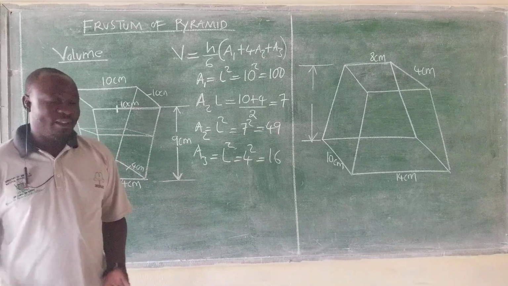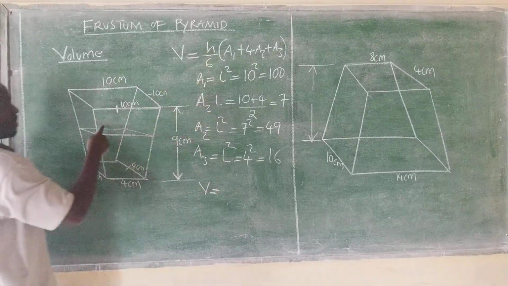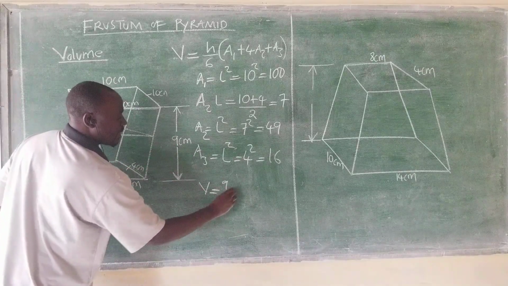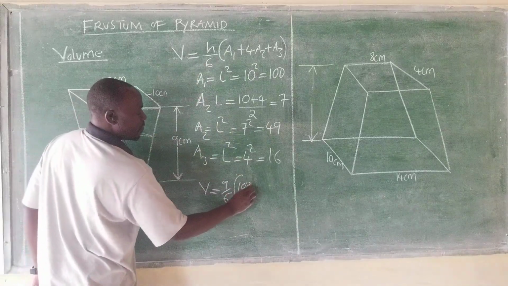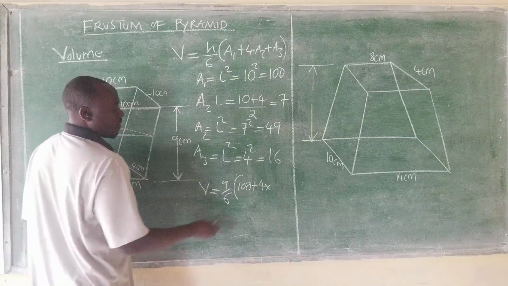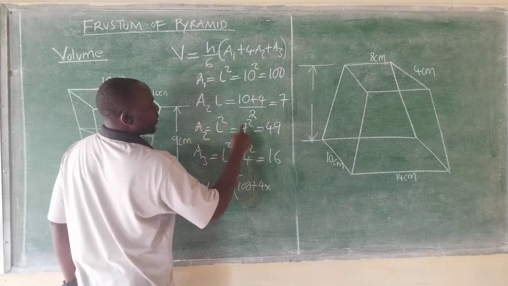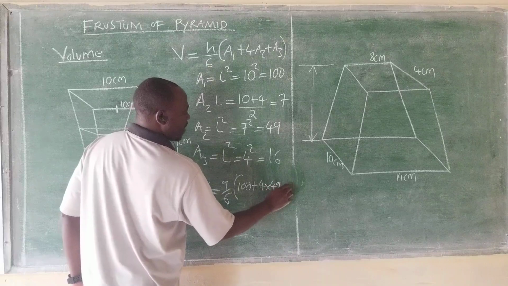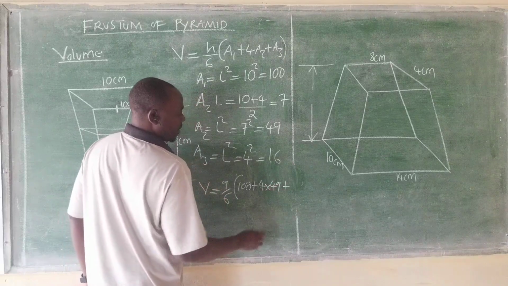Now the only job to find volume is to get these and fuse them in the formula. So we have V is equal to height. What's the height of this thing? 9 centimeters. So you do 9 divided by 6, open bracket, area 1, 100, plus 4 multiplied by area 2. Area 2 is 49. So 4 by 49, plus area 3. What's the value of area 3? 16.